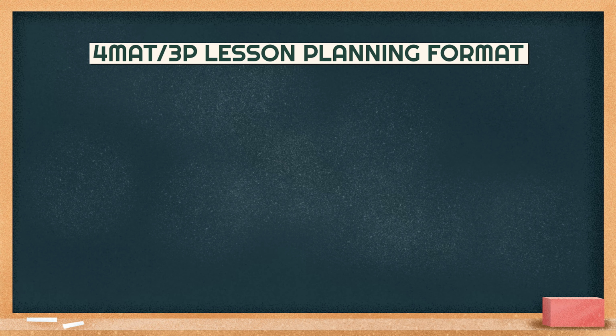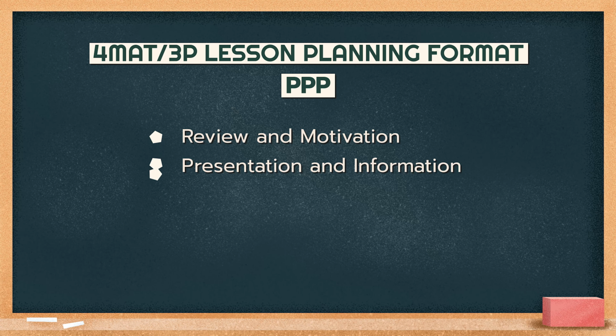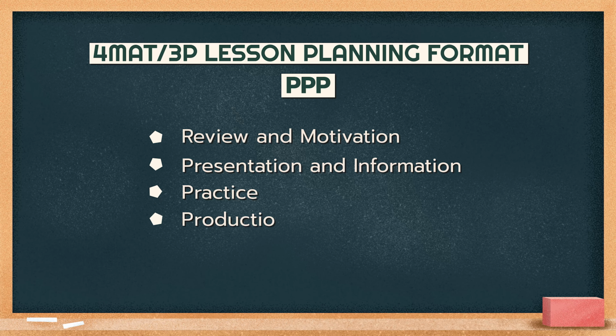For now, let's look at the 4 stages of the format lesson planning system that will allow us to figure out and formulate some learning activities that fit with the learning objectives we have in mind. The structure of a format lesson plan is similar to the PPP, or 3P model of lesson planning used by most teachers in Georgia. They both follow the same general structure: review and motivation, presentation and information, practice, production and application.